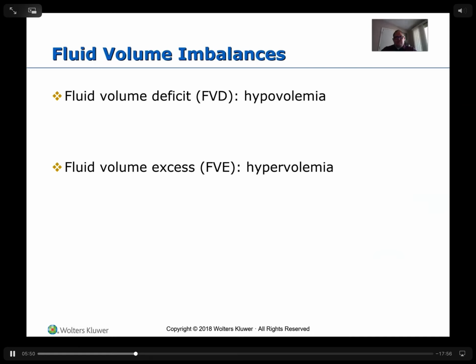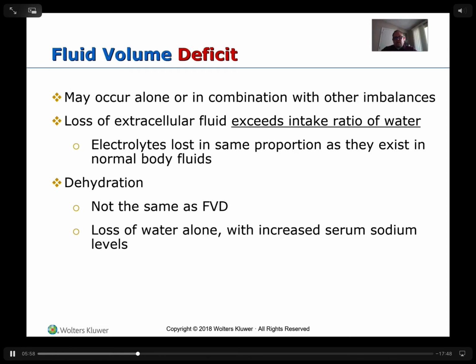So some definitions of imbalances: you've got your fluid volume deficit and your fluid volume excess, which is your hypovolemia or hypervolemia. May occur alone or in combination with other imbalances, loss of extracellular fluid, which makes sense. If you're losing more than you're taking in, you're going to go into deficit. Electrolytes are lost in the same proportion as they exist in normal body fluids. So generally your electrolyte balance is the same, you're just low volume.